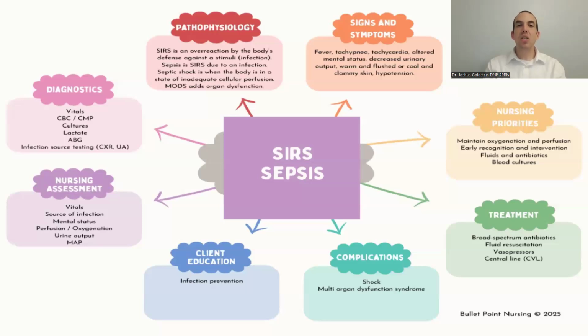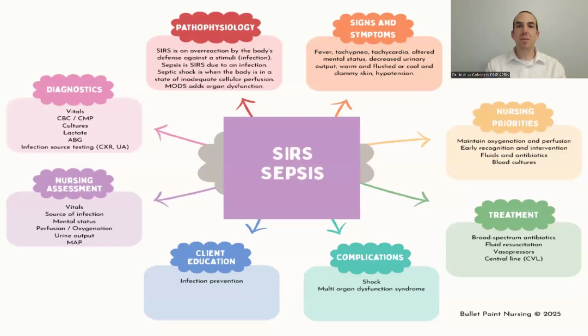Let's start with SIRS. SIRS is a systemic inflammatory response, and it's an over-response by the body to some sort of negative stimuli. Sepsis is where a patient has SIRS and it's related to a confirmed infection. Septic shock is where, as a result of sepsis, of an infection, the patient ends up in a state of inadequate cellular perfusion. Generally, that's going to be related to the hypotension that goes with septic shock. And finally, MODS is where a patient has multi-organ dysfunction syndrome, and that's where the patient's organs start to fail.